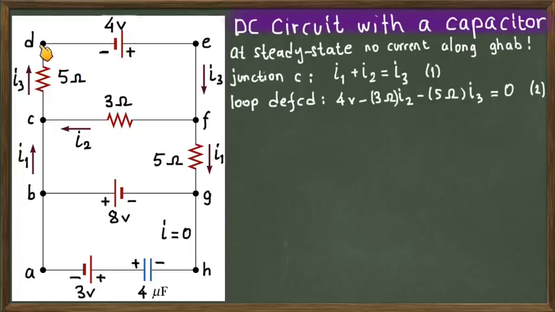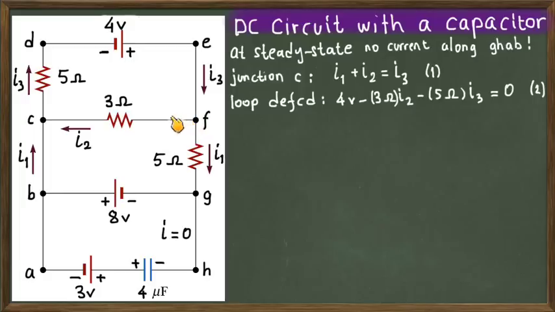You start from D, and since you are going in this direction, you're crossing a battery from minus polarity to plus polarity. That means you will take the battery value as plus. So you put just 4 volts. And you go, there is nothing in here, and come to F.